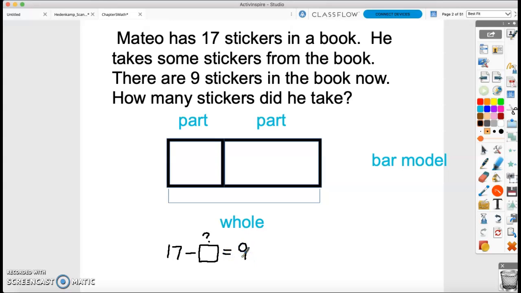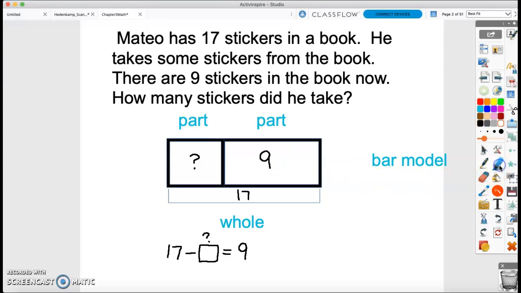So we have to figure out where our numbers go in our bar model. Well, I know he had 17 stickers. So I know my whole is 17. I can have no more than 17. Mateo didn't get more stickers. He had stickers taken away from him. So I know that 17 is our whole. So I know one of my parts is a question mark, but the other part is 9 because now he has 9. So we're going to have to figure this out.